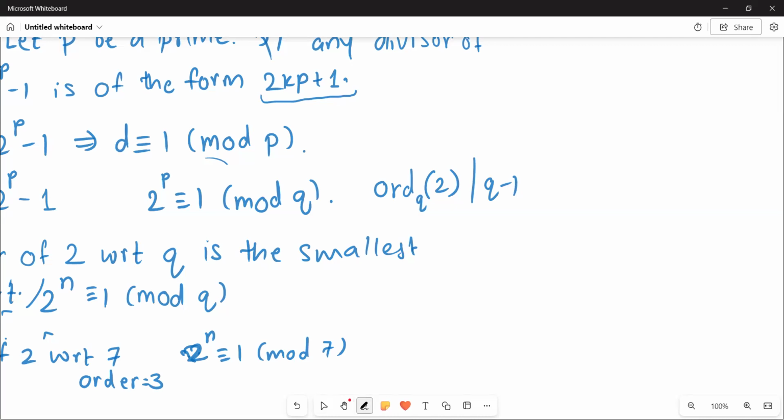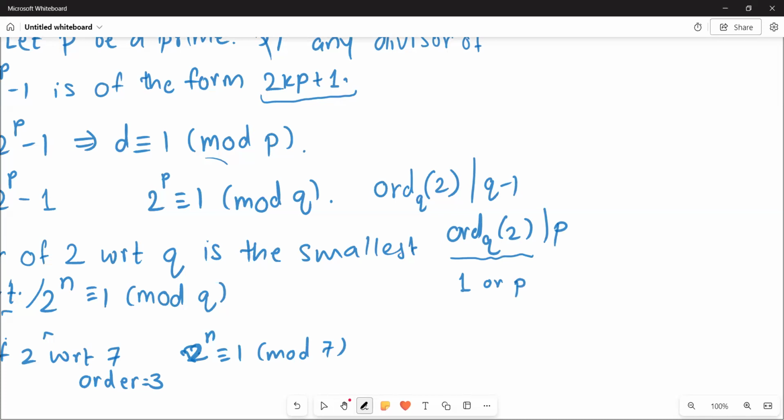You can try proving this yourself: if 2 to the power n is congruent to 1 mod q, then the order of 2 with respect to q will divide n. And we also know the order of 2 with respect to q divides p. So what do you think are the possible values of order? It would be either 1 or p. Correct.